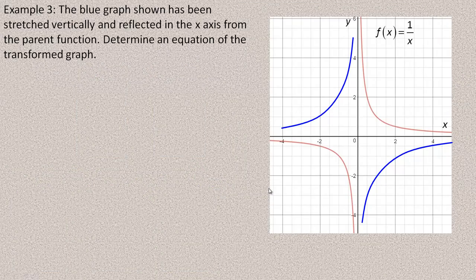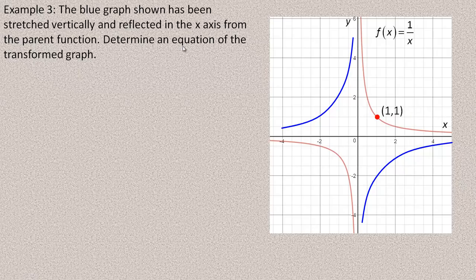Example number 3. So we have this, the red graph is the original reciprocal function. f of x is 1 over the root of x. And this blue function is a transformation of it. And we're told it's been stretched vertically and reflected in the x-axis from the parent function. So we're asked to determine a possible equation for it.